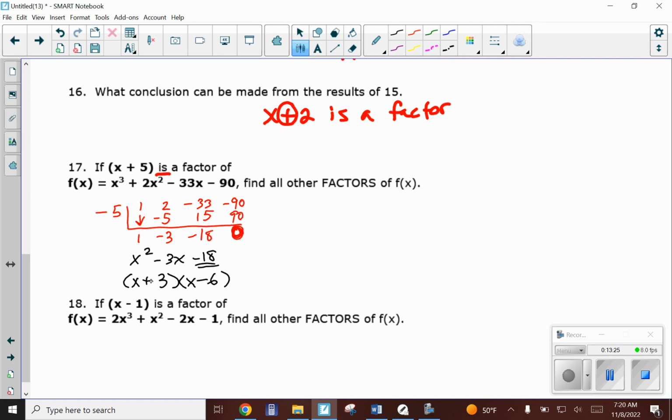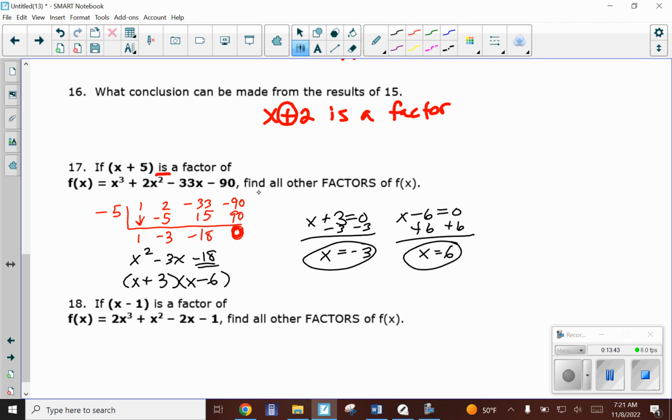Now that it's factored, we can take each factor and set it equal to 0 and solve it. So I'll subtract 3 to both sides. So one of them is going to be negative 3. And then I can add 6 to both sides. And the other one is going to be positive 6.